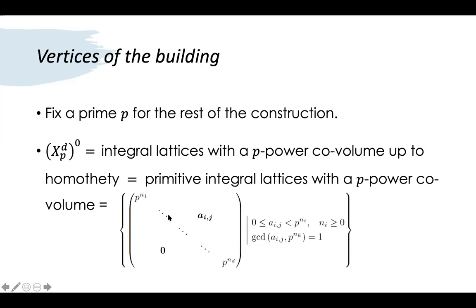I just said p-powers on the diagonal, but actually I want all the powers to be non-negative. There are ways to look at the buildings not with integers in the matrices, but with other number systems. This condition comes because you can think of it in other number systems, and it's redundant in our case. Okay, so these are the vertices of the building. Any questions about the vertices of the building?